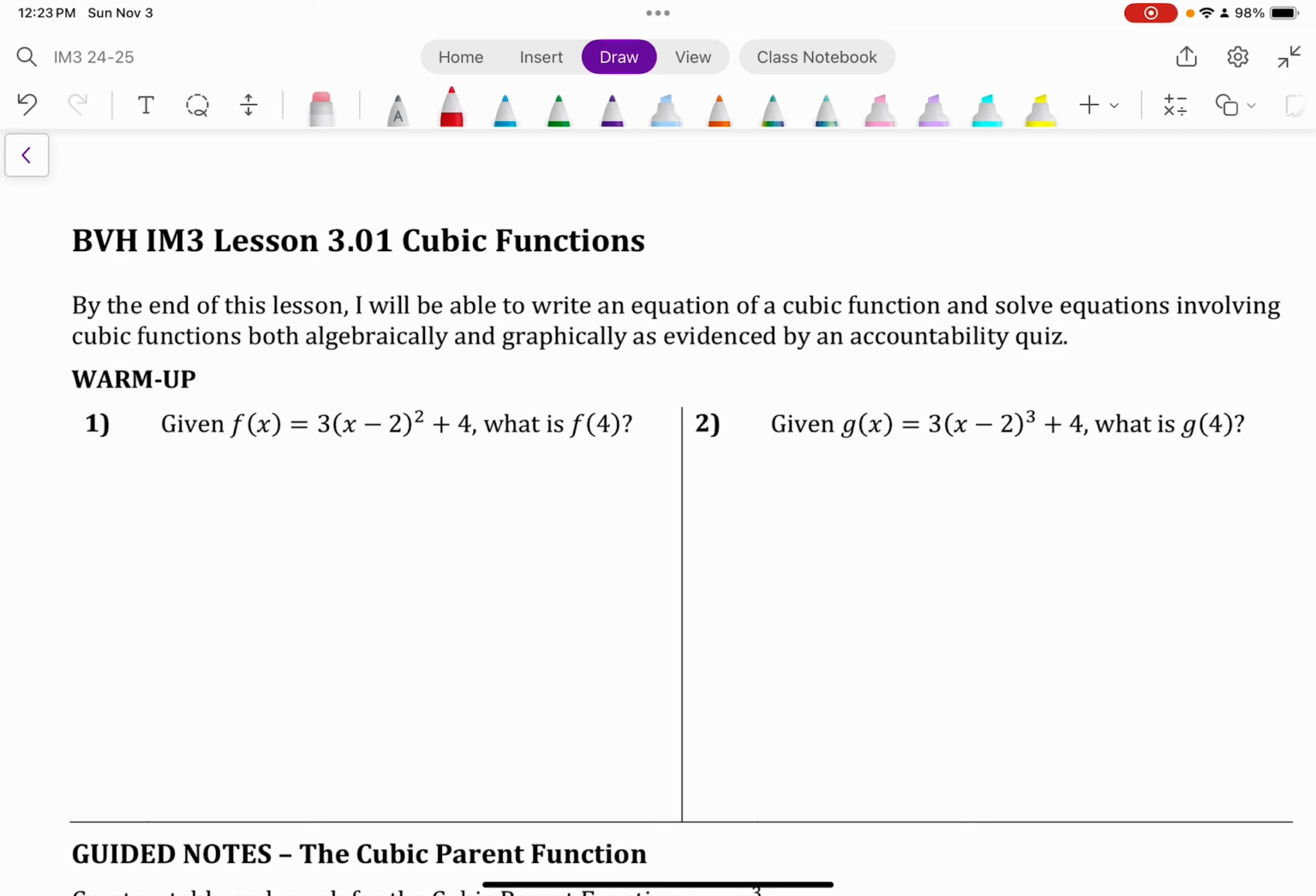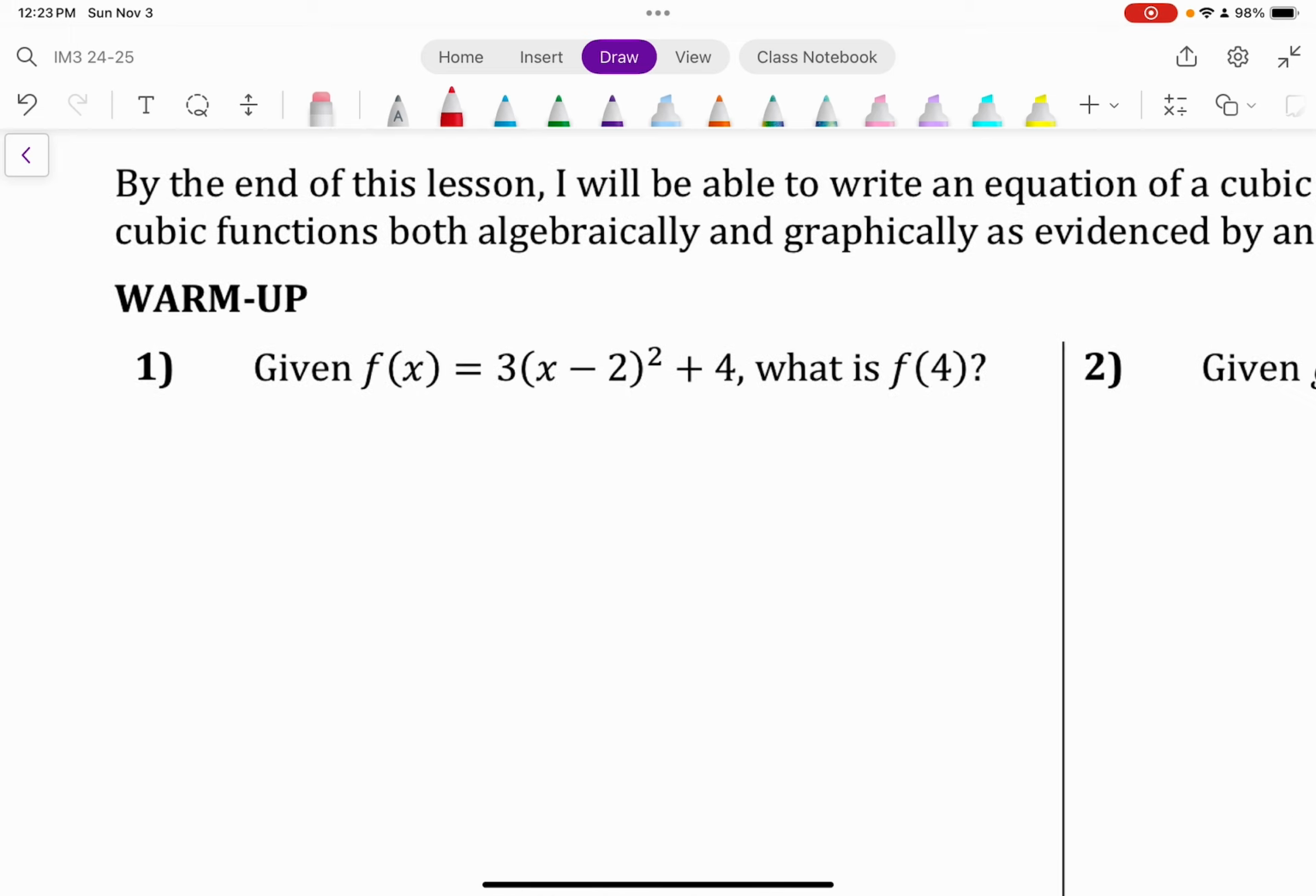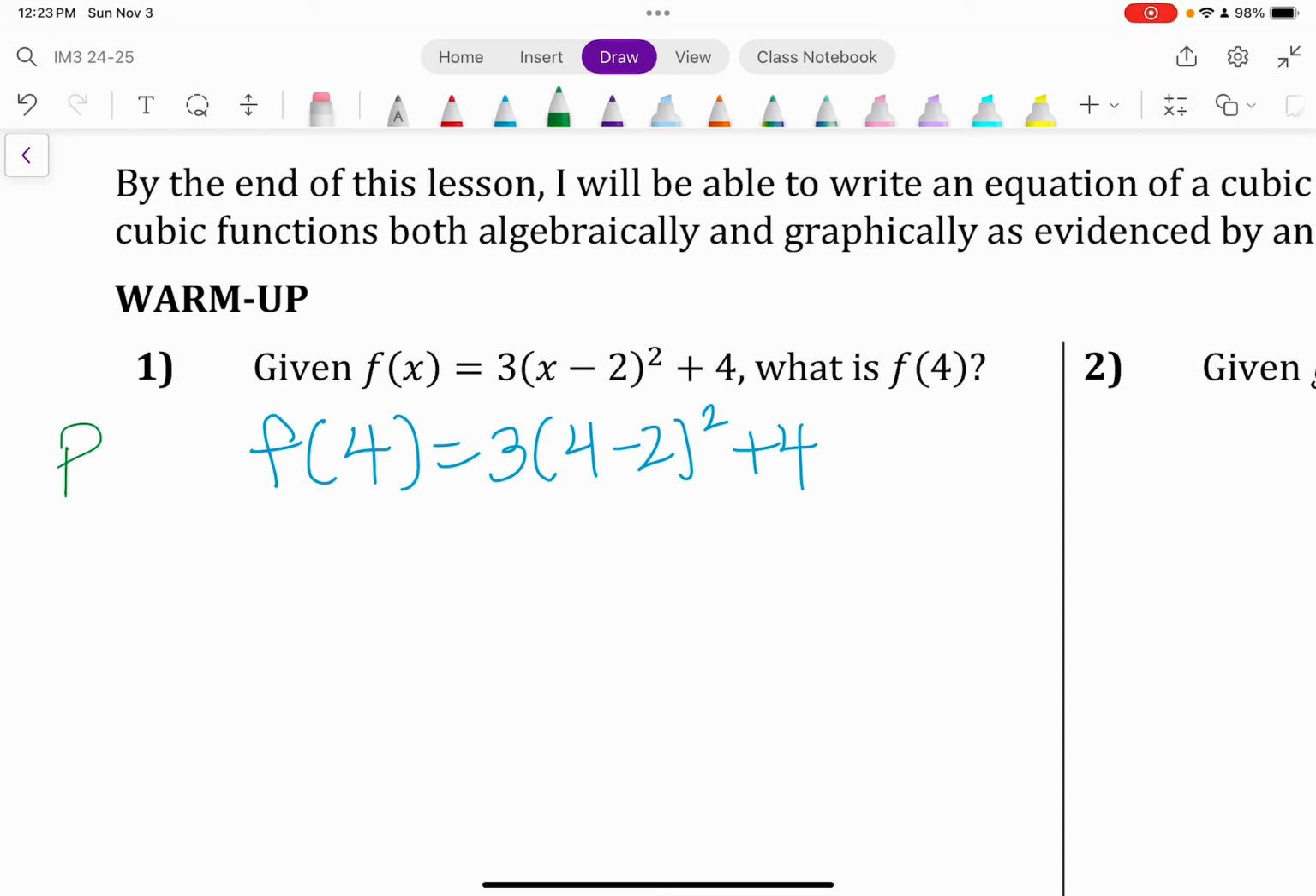All right. Let's go ahead and see what the result is for f of 4. Now, because 4 is an input, that means you're replacing all the x's in the original function with a 4. We're going to go ahead and follow order of operations, which is PEMDAS. So we begin by solving the inside of the parentheses. 4 minus 2 is 2.